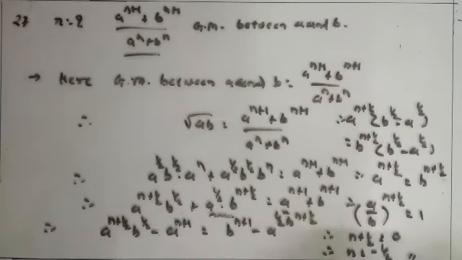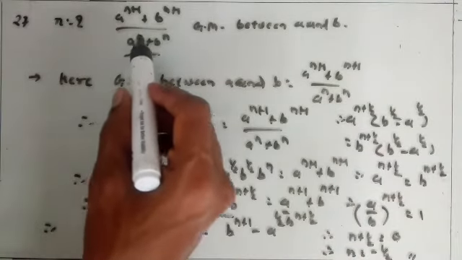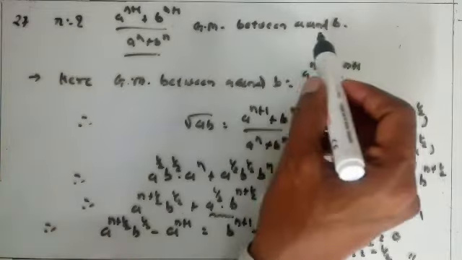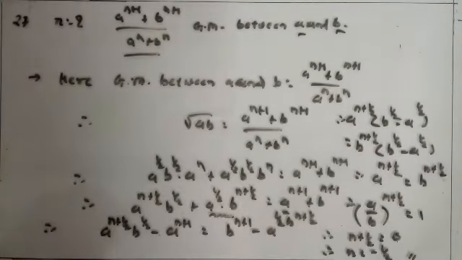Clear? So if (a^(n+1) + b^(n+1)) / (a^n + b^n) is the geometric mean between a and b, then the value of n is equal to minus 1/2. Clear? Now question number 28.